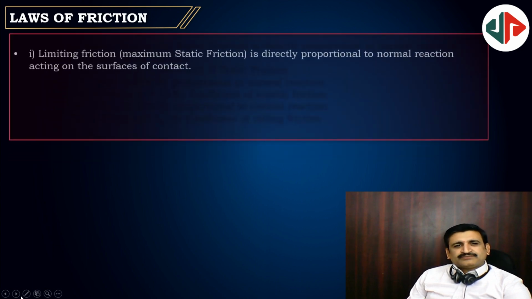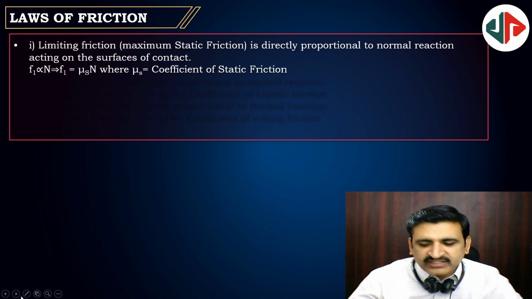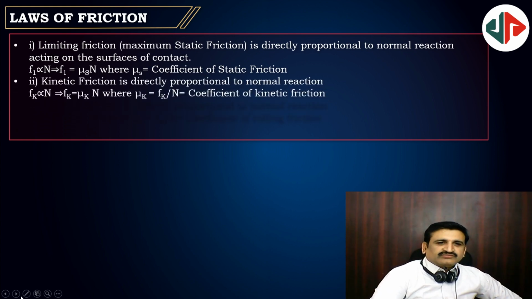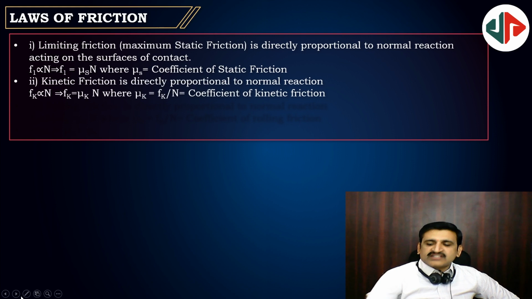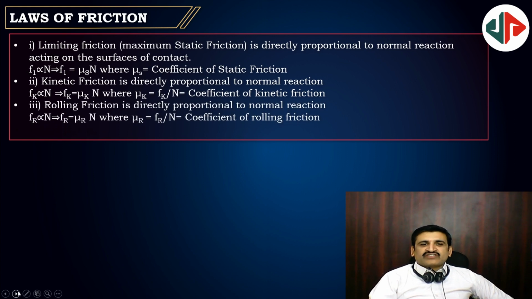Laws of friction. Limiting friction, that is maximum friction, is proportional to the normal reaction force. More normal reaction force, more friction. Less normal reaction force, less friction. And the coefficient of friction does not depend upon either the frictional force or the normal reaction force. It's a proportionality constant. It depends upon the nature of the two materials. That is the coefficient of friction, which is mu.